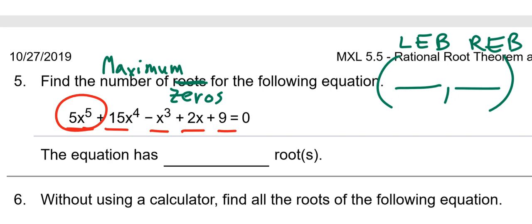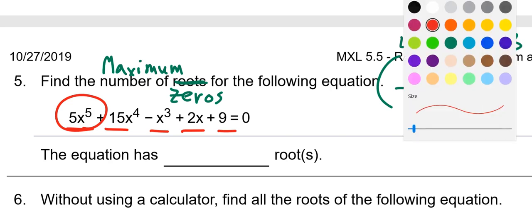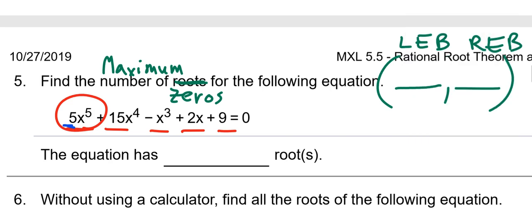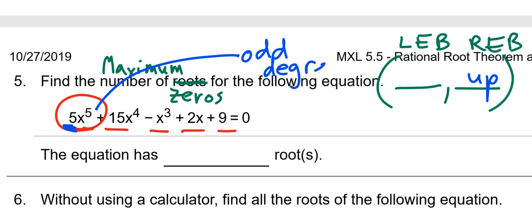All right, what'd you decide? The leading coefficient is positive 5. What does that tell me about the right end behavior? We know that it's going up. Okay, then we have an odd degree. What does the odd degree tell me about the left? It's going opposite. So there's a trip down memory lane from last week.